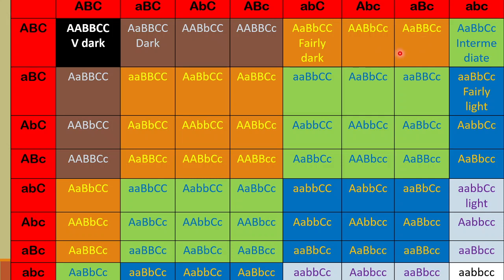So here you get 1, 2, 3, 4, 5, 6, 7, 8, 9, 10, 11, 12, 13, 14. So here you get this many individuals who are having a fairly darker skin color.